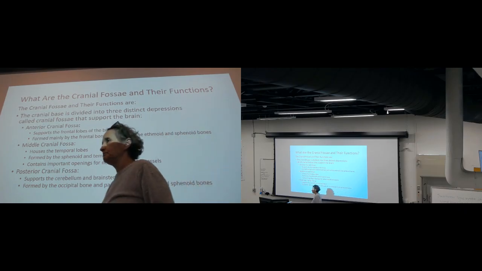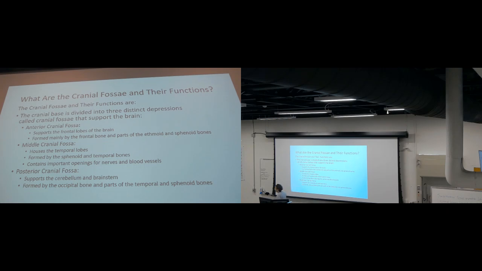Now, for the cranial fossae. We have three cranial fossae. They are located in the floor, or the base, of our cranial cavity. We have the anterior, middle, and posterior cranial fossa. And the function is to hold different organs or parts of the brain. Like the anterior cranial fossa supports the frontal lobes of the brain. Our brain is subdivided into segments, and we call them lobes. So the frontal lobes are in contact with the frontal bones. And these frontal lobes are supported by the anterior cranial fossa.